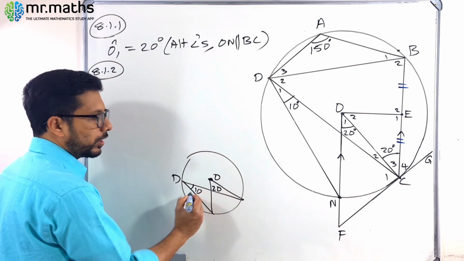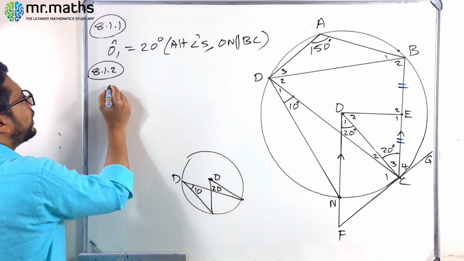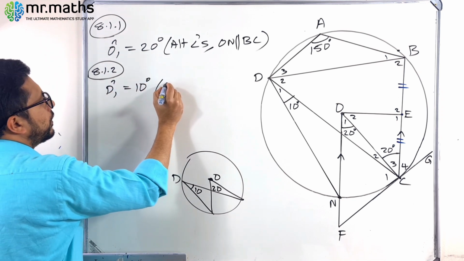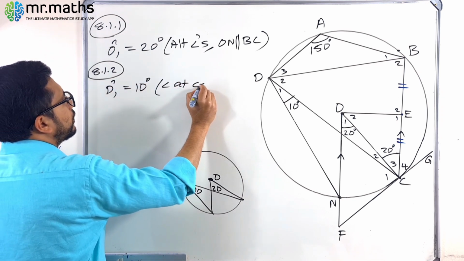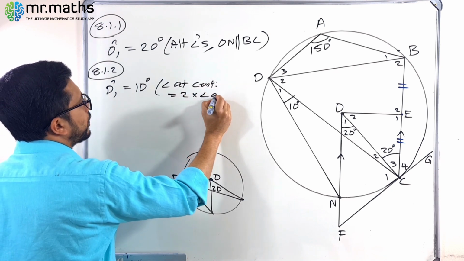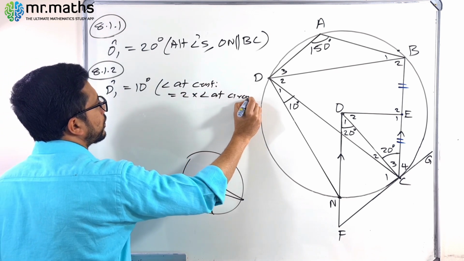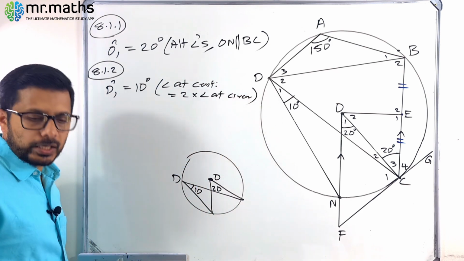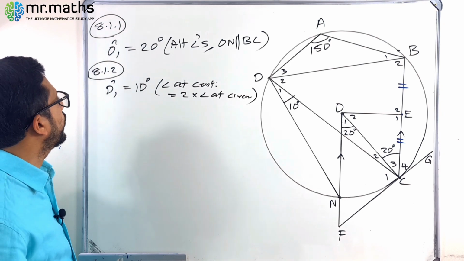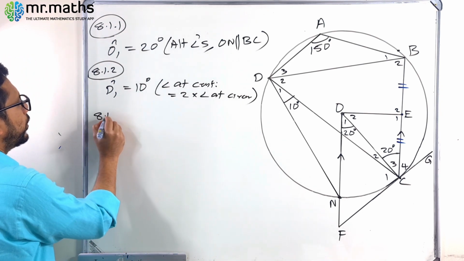Half of that one, that is 10 degrees. Okay, so angle D1 is equal to 10 degrees. What is the reason? Angle at the center is equal to 2 times angle at the circumference. Okay, so that is 8.1.2. Now let's move to the next question, 8.1.3.